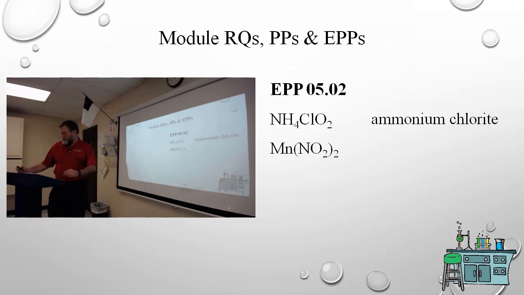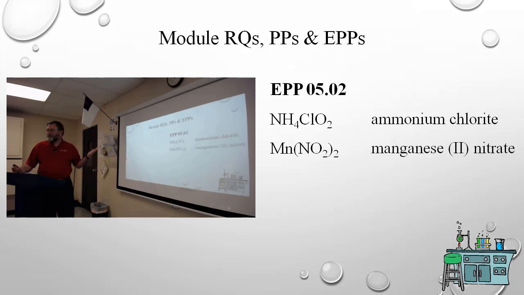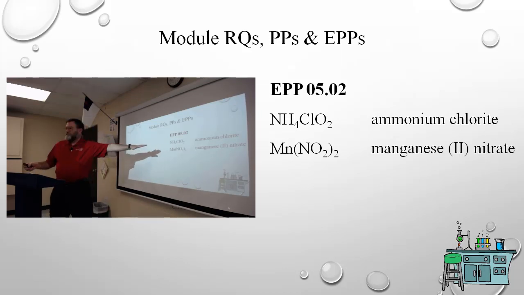MnNO2 is, now, occasionally, what would you guys have for this? Manganese-2 nitrate, right. Manganese is one of those unique cases of transition metals where you're going to have to figure out what its actual charge was. In this case, because it has the 2, it ionizes to become a +2 metal. The nitrate is a -1 polyatomic ion, so you need 2 of them to balance it out. So manganese-2 nitrate is MnNO2 sub 2.